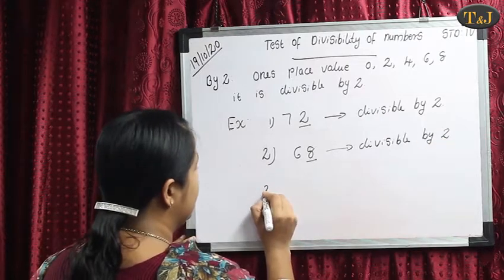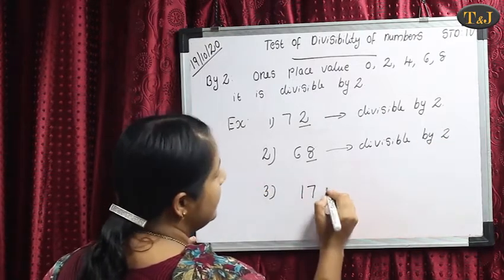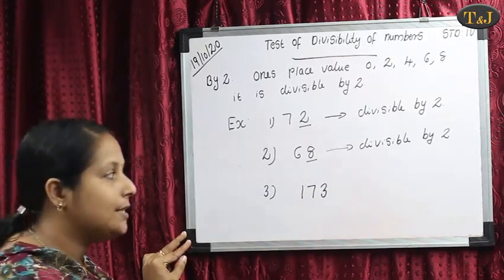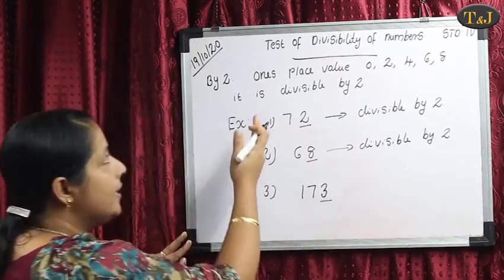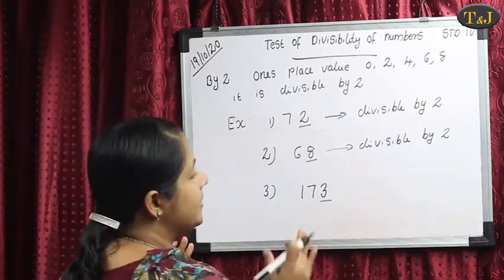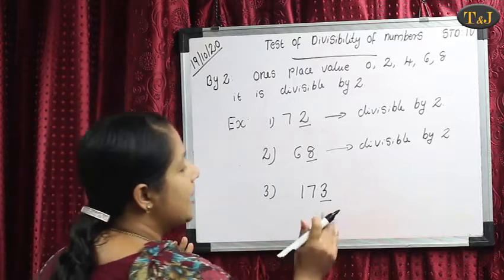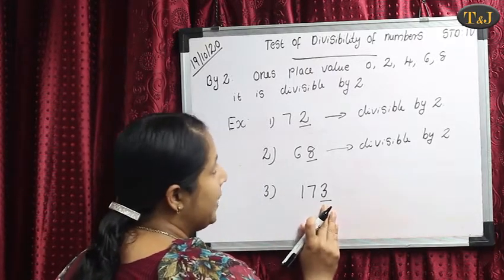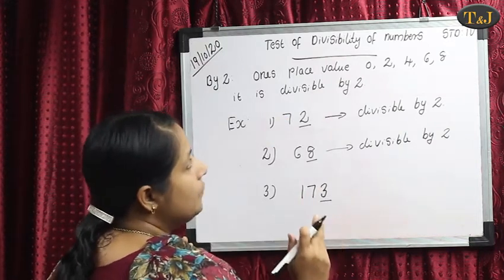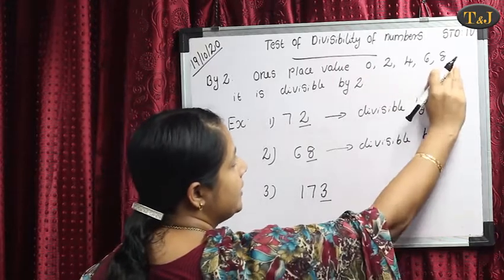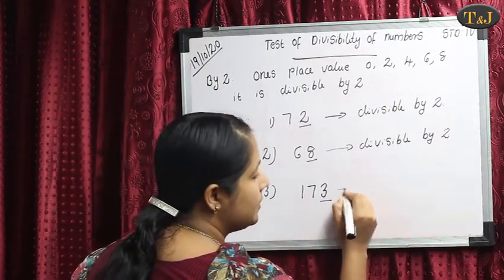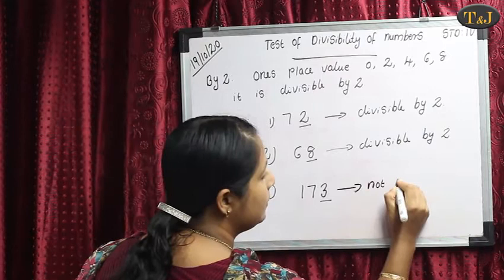Then consider another number, 173. In 173, the ones place value is 3. Is this condition satisfied by the test of divisibility by 2? No. In the test of divisibility by 2 we use only these numbers, so the number 3 is not included. So it is not divisible by 2.